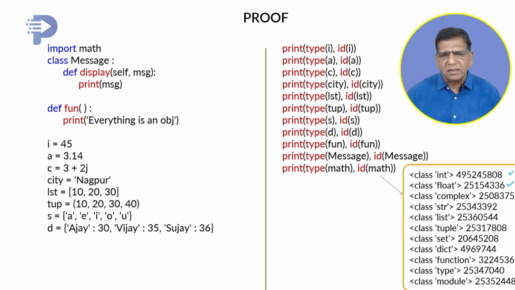Float, complex, then string, list, tuple, set, dictionary. Then a function, which is also a type. Type itself is a type. Class can also be replaced by type. And then module also happens to be a class, which goes on to prove that every single entity that you create in Python is essentially an object of some or the other class. In that sense, it's a truly object-oriented programming language.